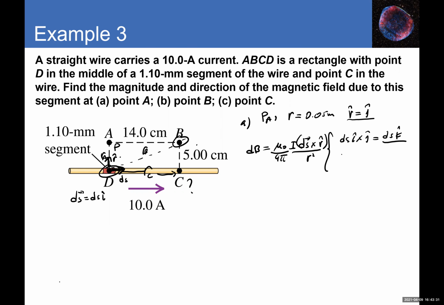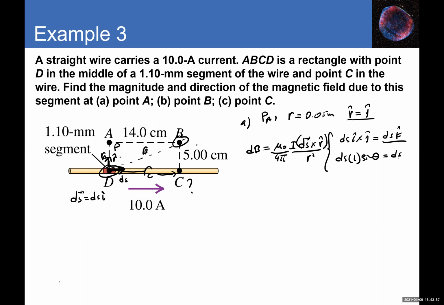Or you can say it's ds times, so that's the magnitude of ds times the magnitude of r hat, which is 1, then times sine of angle theta between them. But again, because one is horizontal and the other one is vertical, this becomes just basically ds, because sine of theta is equal to 1. So if you use this method, then this doesn't give you the direction right away.